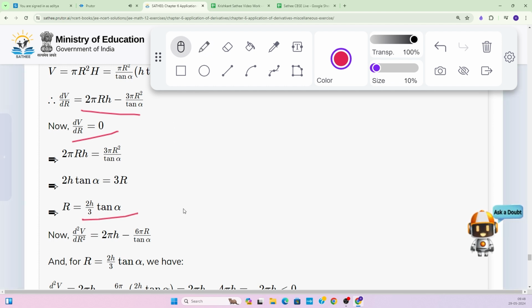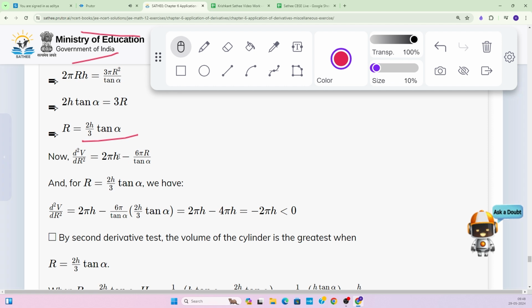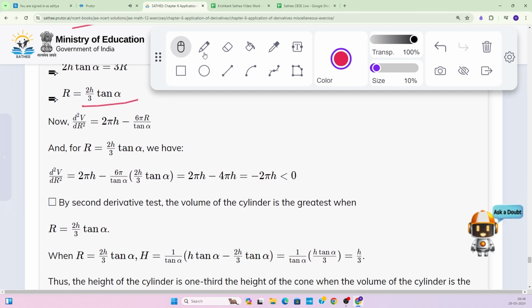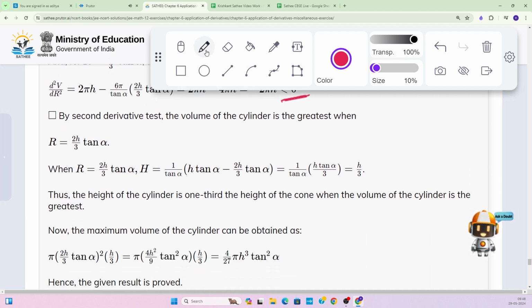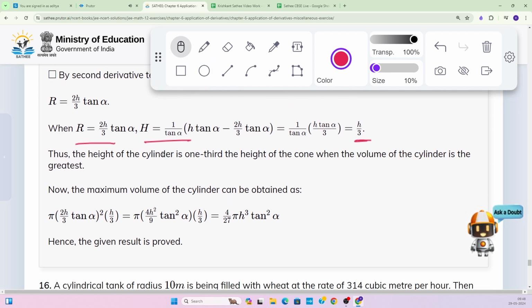Now find the double derivative to determine maximum or minimum. The double derivative will be 2 pi h minus 6 pi r tan alpha. Now find the sign of the double derivative at the critical point, which is 2h divided by 3 tan alpha. You will notice that it will be negative. Negative means the maximum will occur at this critical point. Capital R is equal to 2h by 3 tan alpha. This means your capital R will be this, and your capital H, just replace the R, you will have h by 3. Okay, clear? Thus the height of the cylinder is 1/3 the height of the cone when the volume of the cylinder is greatest.